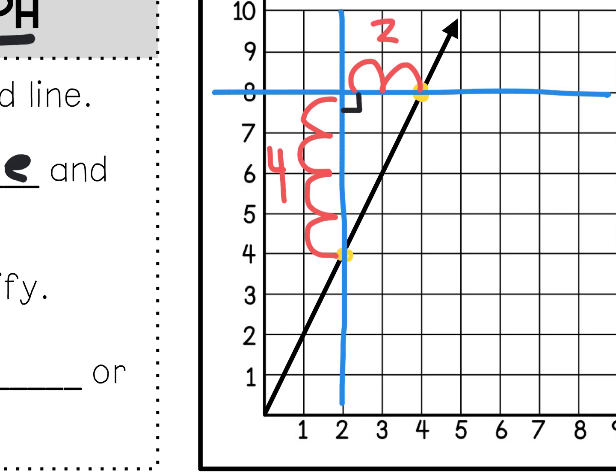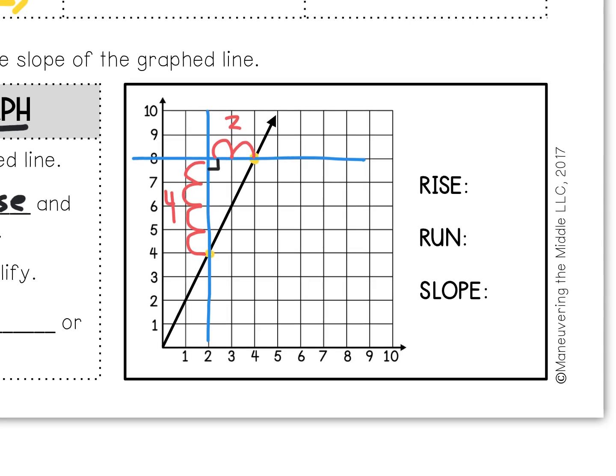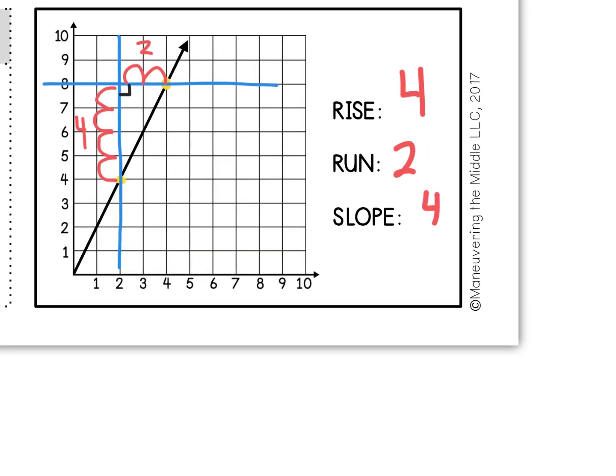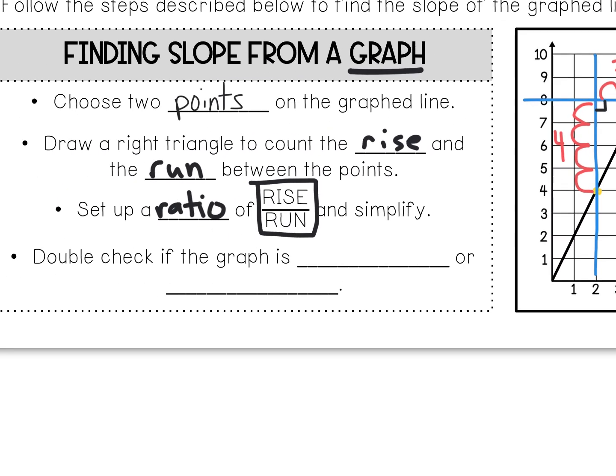Okay, which piece is rise? 4, the y piece, the piece that moves up and down. So the 4. What piece is run? 2. And so we have a slope of 4 over 2. But we have to do this last part.